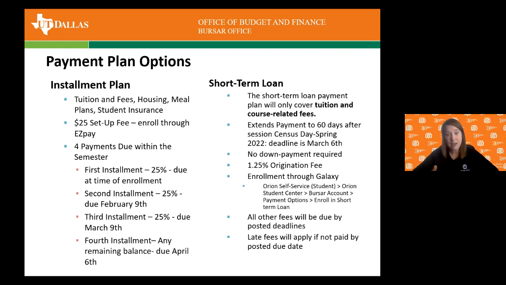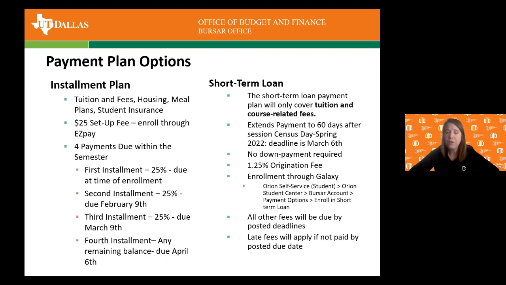Again, you would still have to pay your student insurance. You would still have to pay your housing, your meal plan, and any other charges that are on your account by the payment deadline. So if you're able to, make some sort of down payment; sometimes the installment plan is better. And it is a little bit more expensive to set up the short-term loan since there is no down payment required.